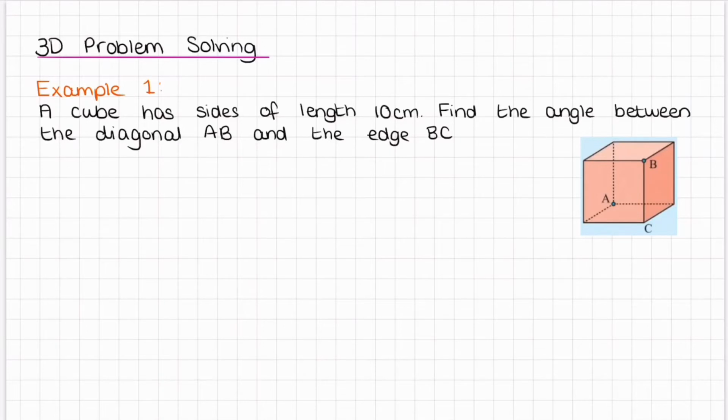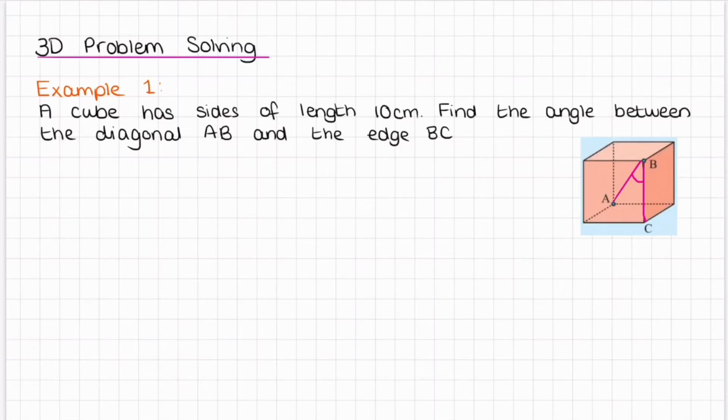So it says find the angle between the diagonal of AB. So our diagonal of AB will be a line from A to B, which is that diagonal there, and the edge of BC, which is obviously straight down here. Now it wants the angle between the diagonal and the edge, which means we are finding this angle here.